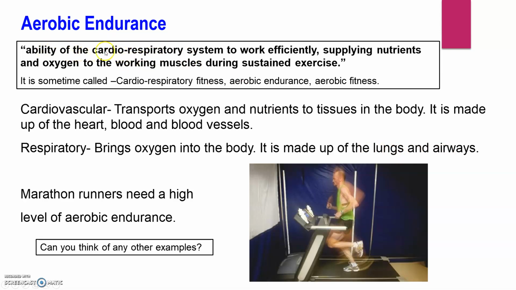So the ability of your heart, your blood vessels and your lungs and your airways to work together to supply oxygen to the working muscles during prolonged exercise. For example, marathon runners or Tour de France cyclists, triathletes. Endurance refers to those sporting events that go on for a long period of time. Football players need good aerobic endurance. Rugby players need good aerobic endurance. Hockey players need good aerobic endurance, and so on. So that is what aerobic endurance is, but all you need is this information here.